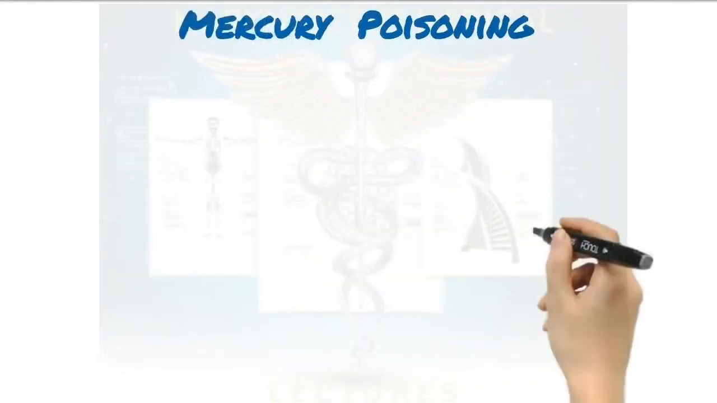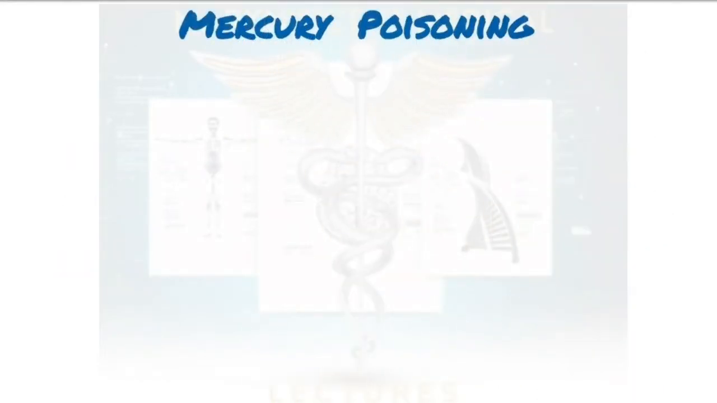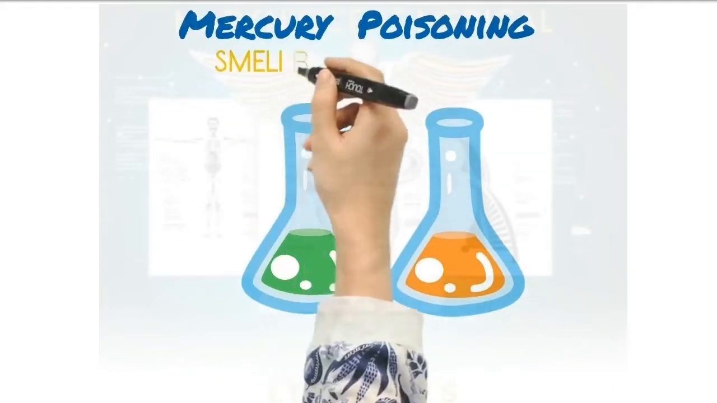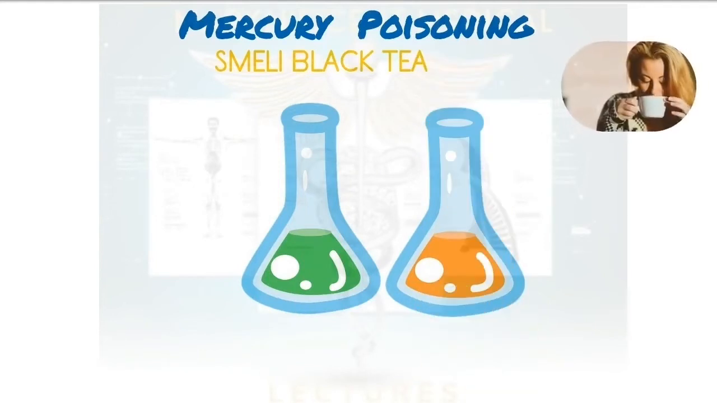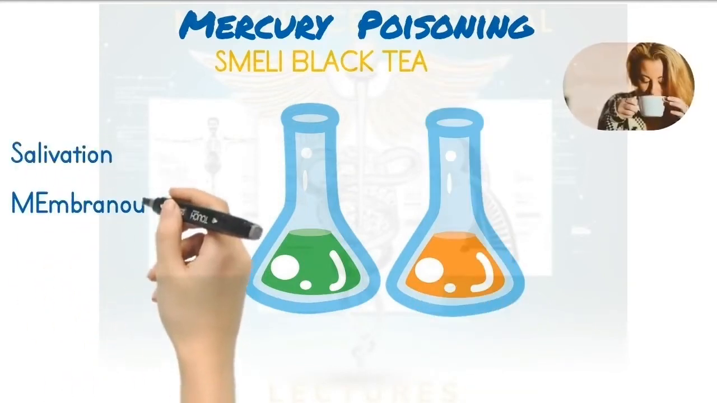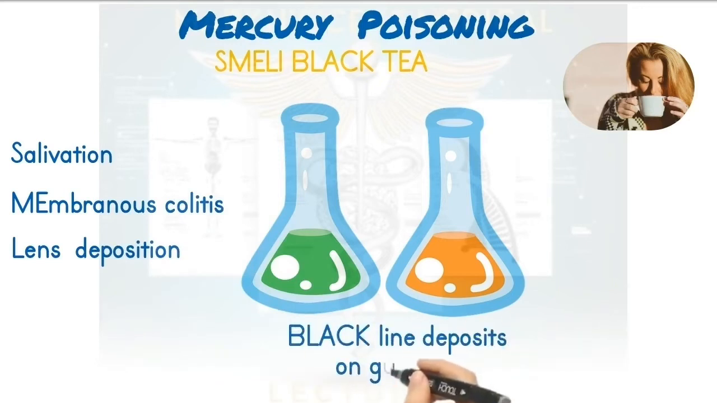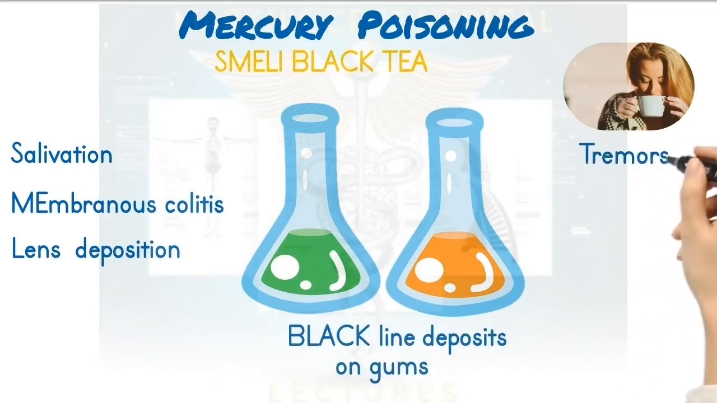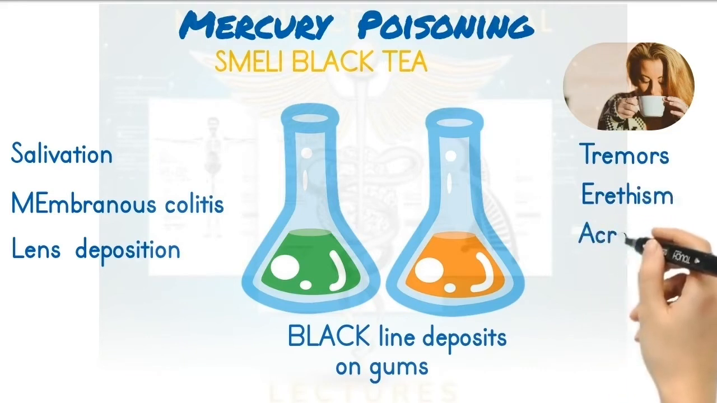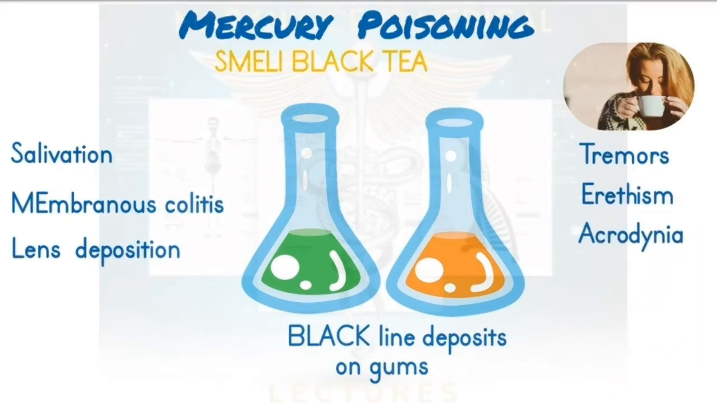Mercury poisoning. Mercury poisoning is the result of being exposed to too much mercury, either through the diet or environment. The mnemonic is smell black tea. Salivation, membranous colitis, lens deposition, black line deposits on gums, tremors, which could be intentional, erythism, and acrodynia, a condition of pain and dusky pink discoloration in the hands and feet, most often seen in children chronically exposed to heavy metals.